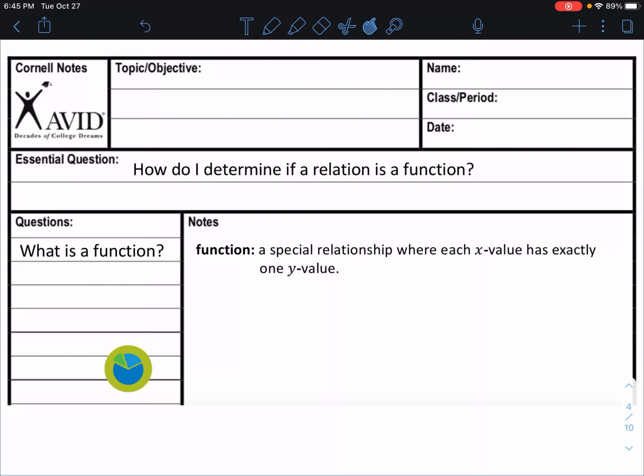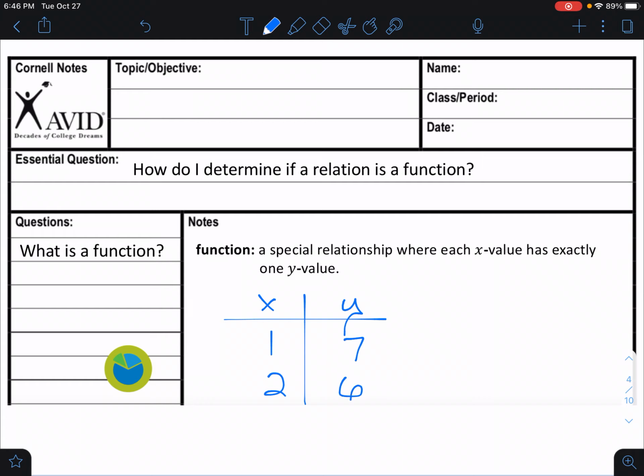Okay, how do I determine if a relation is a function? Well, first of all, it helps to know what a function is. So a function is a special relationship where each x value has exactly one y value. So, for example, every x should go to only one y value. In other words, 1 goes to 7, 2 goes to something, 6. They could go to 7 as well, it just has to go to something. Now, that would be a function.